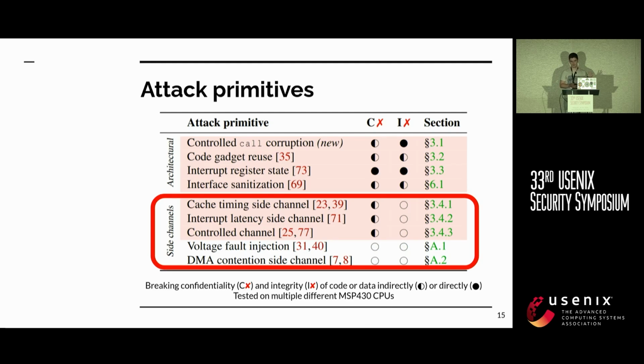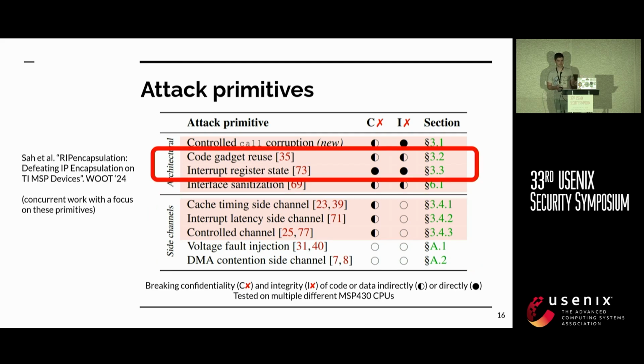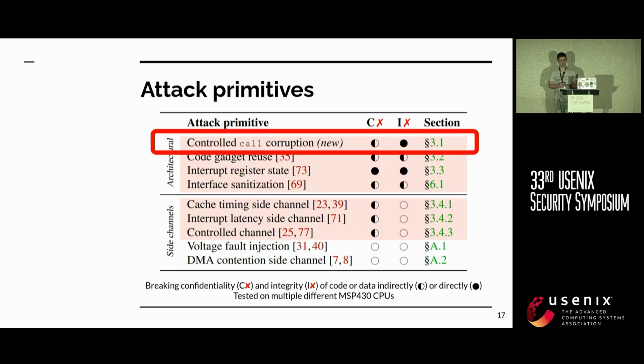But more importantly, there are also these architectural attacks that enable a more direct leakage or corruption of the data or the code inside the device. Here I want to give a small shout out to another paper that was presented at WOOT a couple days ago called RIP Encapsulation, that in parallel to us really took a deep dive into these two primitives. So after this session, and once you're done reading our paper, I also invite you to check out this paper. But for this talk, I'm going to focus on this controlled call corruption, because this is a new primitive that we think hasn't been demonstrated before on any other device.